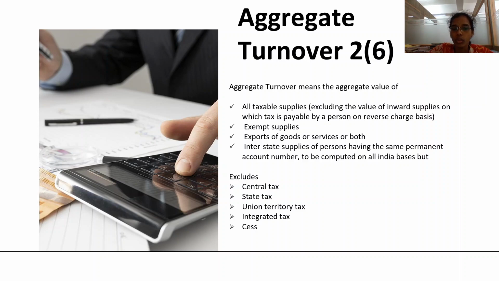So we include four things. One is the taxable supplies, second is exempted supplies, third is export of goods and services, and fourth is all interstate supplies of the same PAN number should be included.